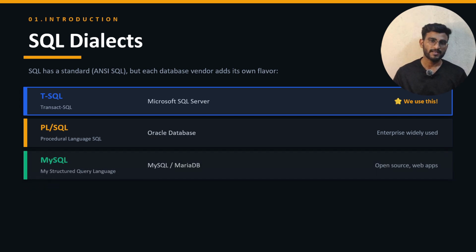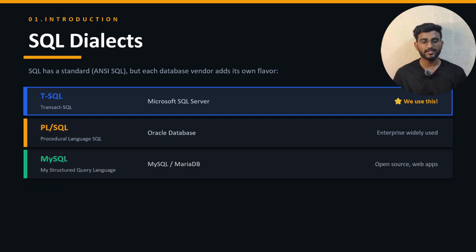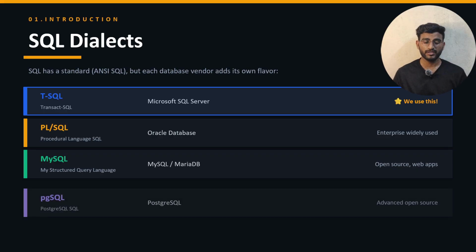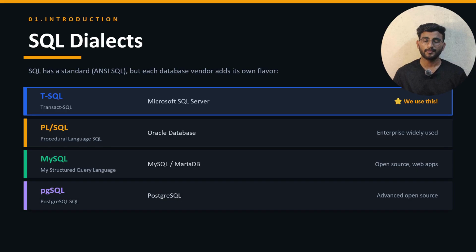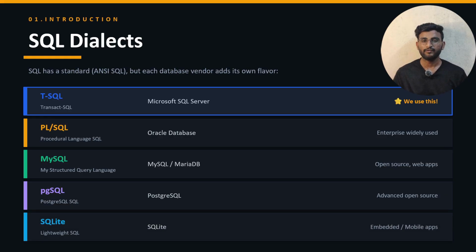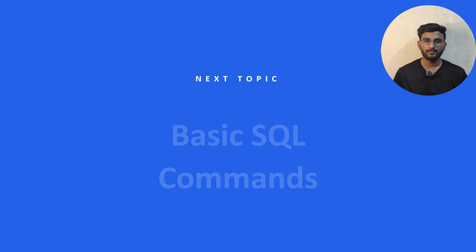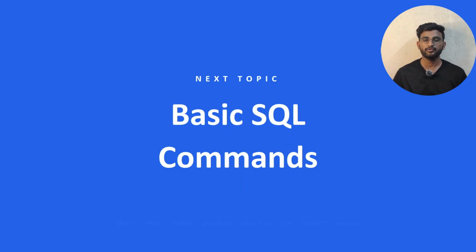The third one is MySQL. This is My Structured Query Language. It is used in MySQL or MariaDB. The fourth one is PostgreSQL. This is shortly called Postgres. The last one is SQLite. This is lightweight SQL. SQLite is used in mobile applications and web apps. Our next topic will include the basic SQL commands.